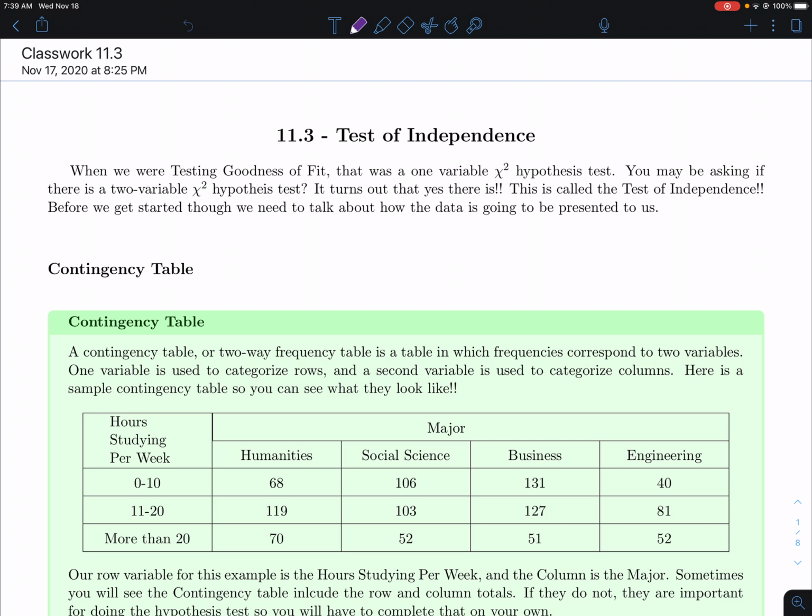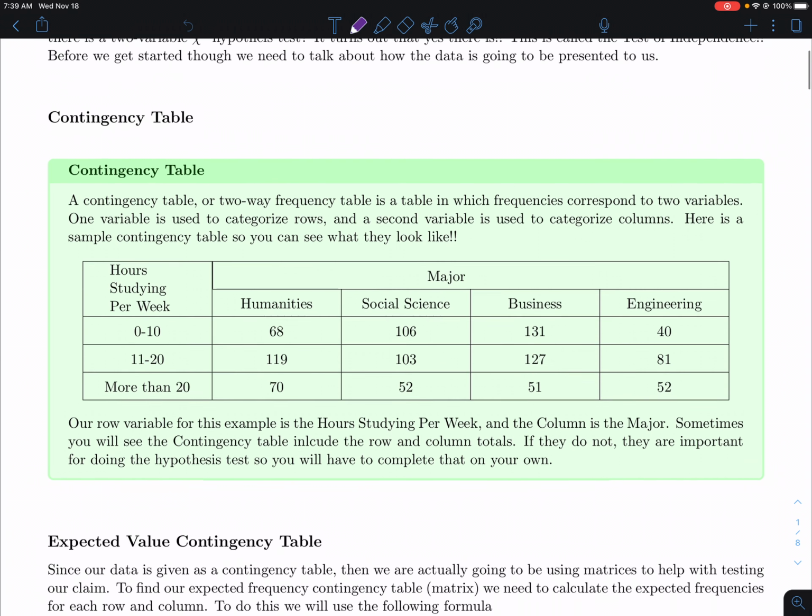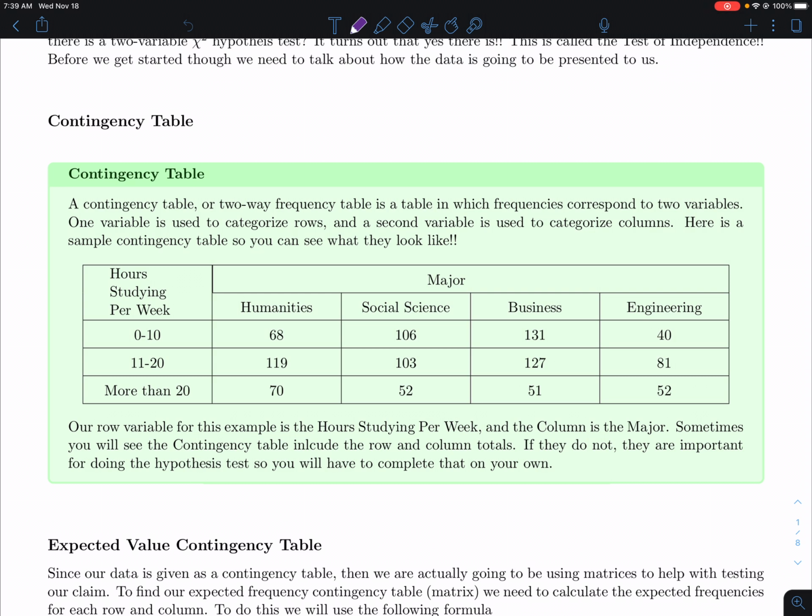Before we get started, we need to see how the data is going to be given to us. In this case, we're going to be using what's called a contingency table, or you can think of it as a matrix. If you've done matrices before, we're going to use this as a matrix. What we're going to get is a row variable and a column variable. Like in this case, our column variable is going to be our major, and our row variable is going to be the hours studying per week.